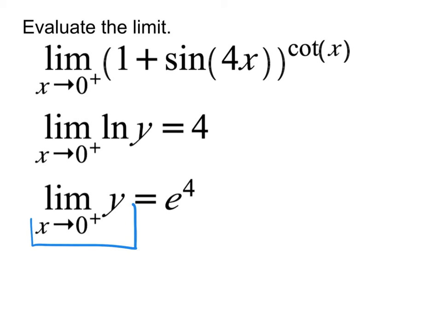And so you can give this answer either just by saying it is e to the 4th if you want to give it an exact form, or you could actually do e to the 4th to figure out what that would be as a decimal equivalent.